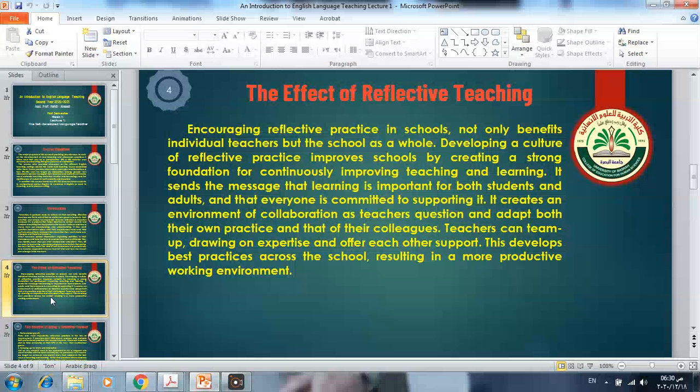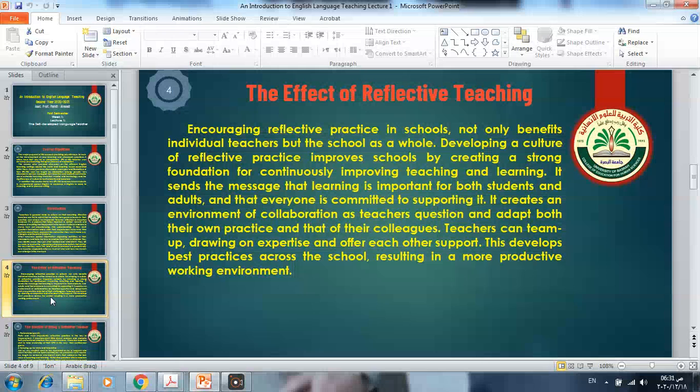So reflection creates an environment of collaboration as teachers question and adapt both their own practice and that of their colleagues. So again, the process of reflection can be of different sides. So we can help each other as teachers. We can collaborate with each other to question what is going on inside our classrooms, and to adapt our own practices and the practices of our colleagues in such a way that will push the wheels of teaching and learning forward.